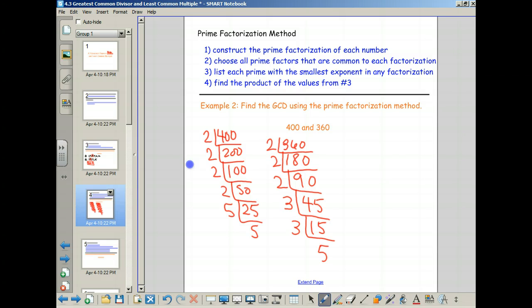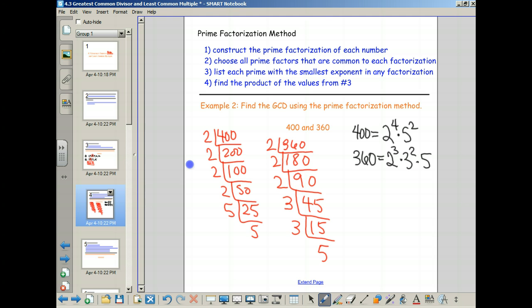Now, what I want to do is actually write out the prime factorization so that I can show what happens with this sort of description up here. So 400 is 2, 2, 2, 2. I got 4 2's, right? 2 to the 4th times 5 squared. Everybody good with that? Awesome. 360 also has a 2 in it. 2 to the 3rd times 3 squared times 5.